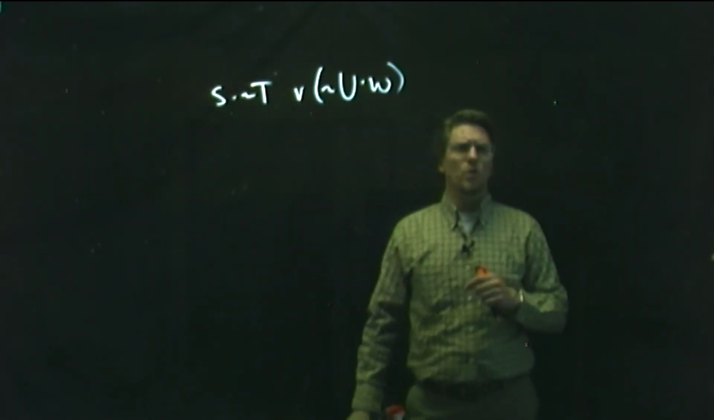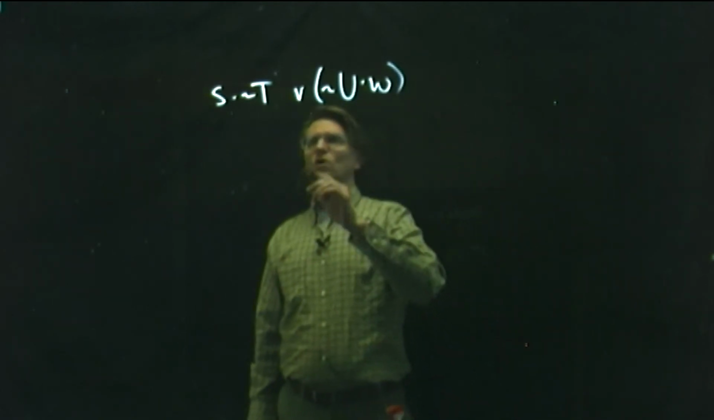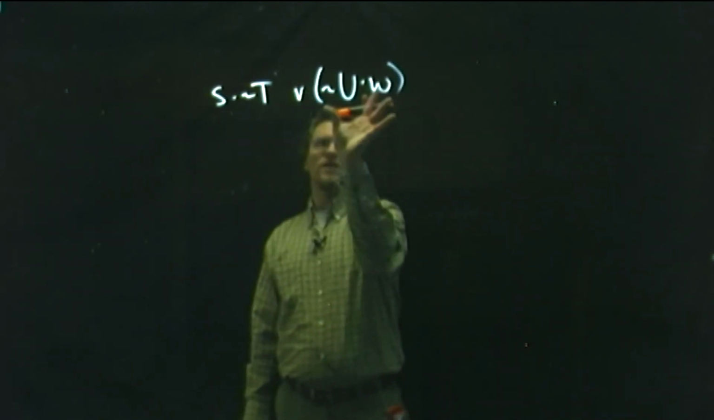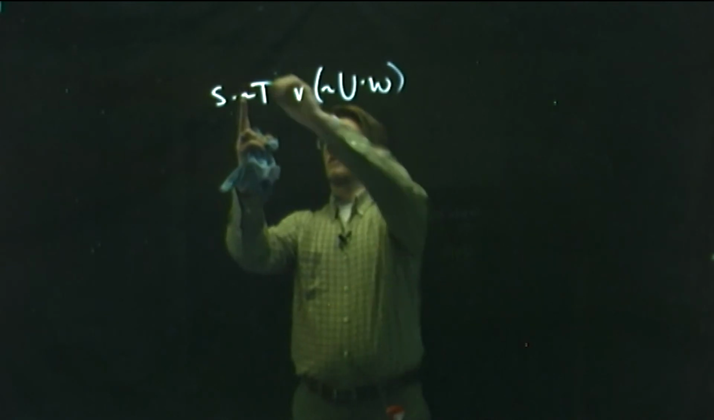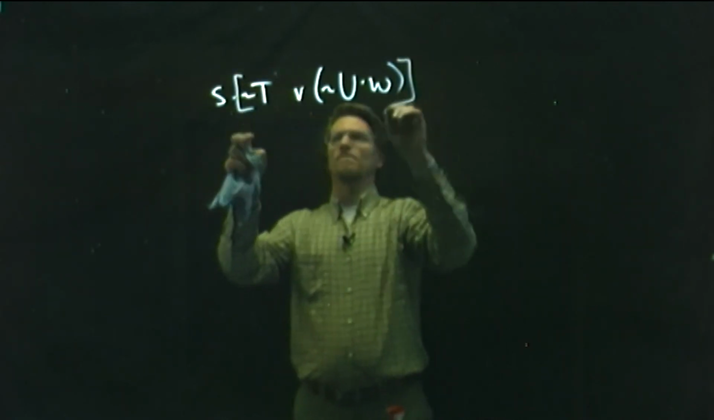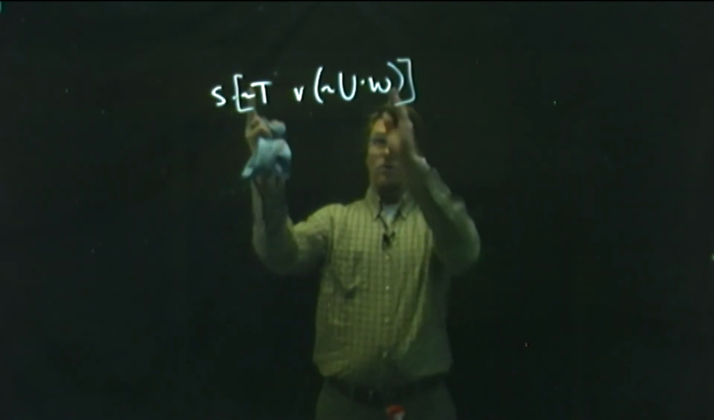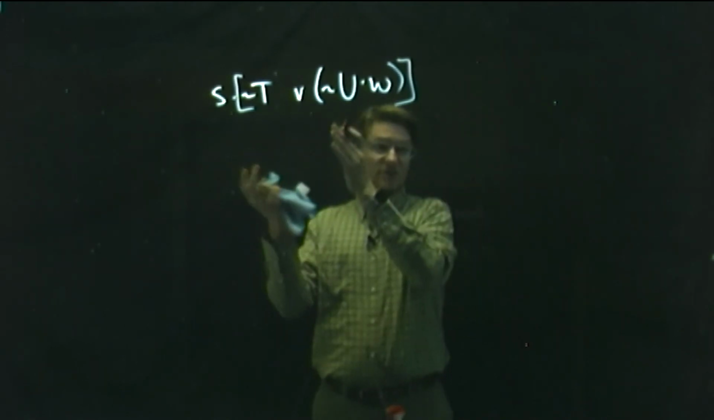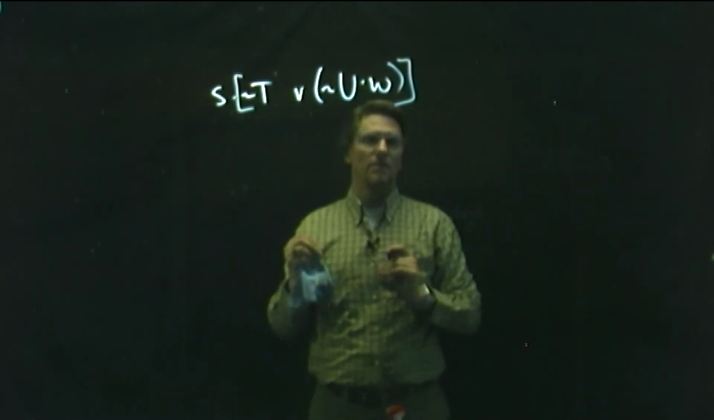this is no longer well-formed, right? Because we don't know if this is saying this, or maybe it could be S dot all of this, right? If we don't have parentheses there to tell us that, this is a possibility.